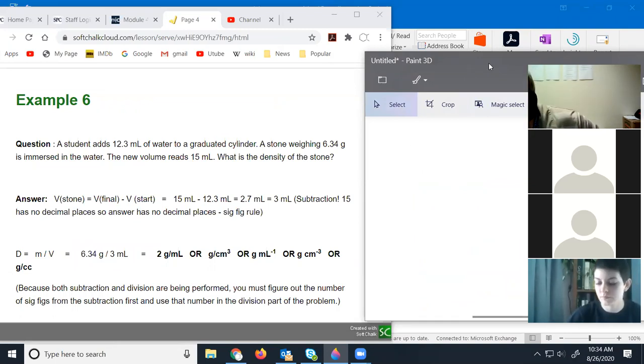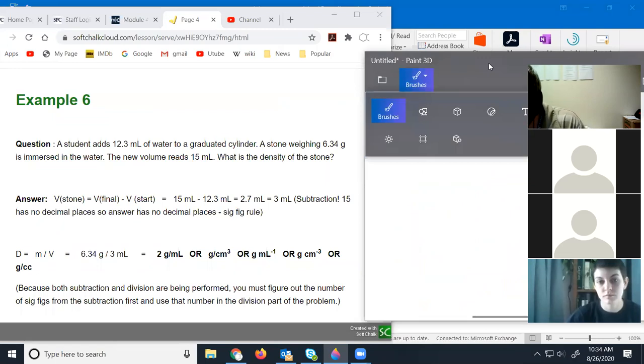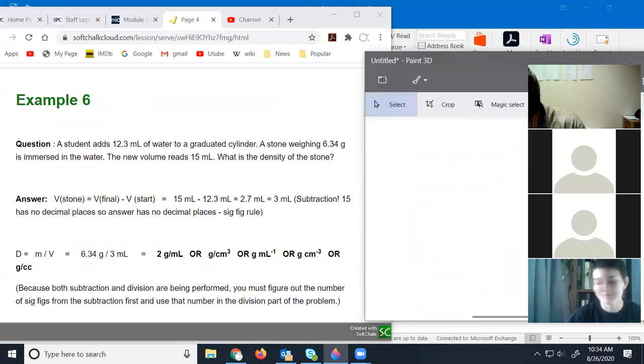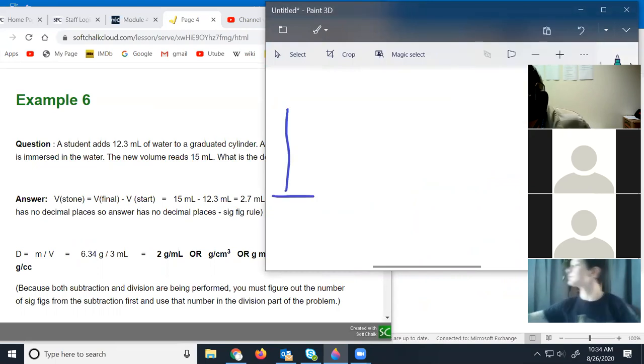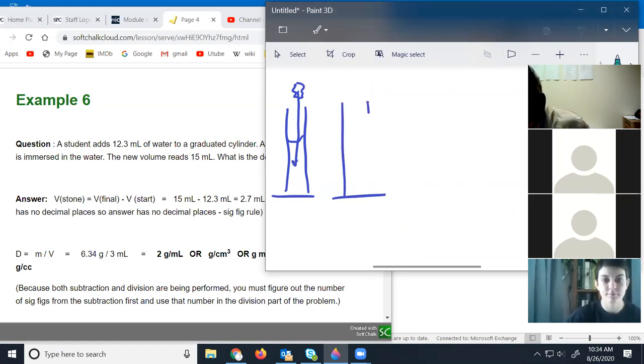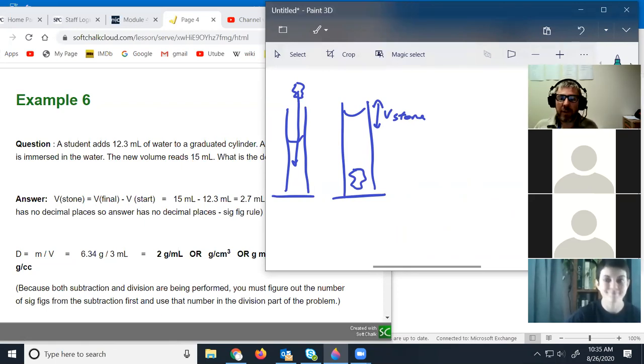We talk about this situation where we've got a graduated cylinder and we stick some water in there, and then we've got an irregularly shaped object like a stone or something, which we put into the water, and of course the water will go up by the volume of whatever the stone happens to be. So this volume here would be the difference, and that's going to be the volume of the stone. Is everybody okay with that? Anybody have any questions?